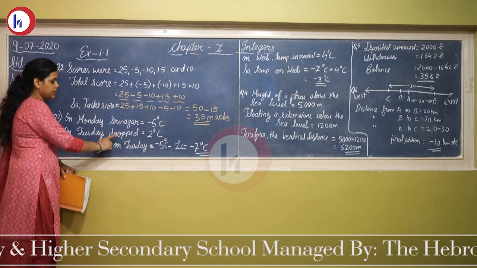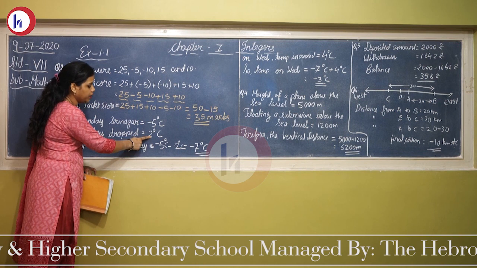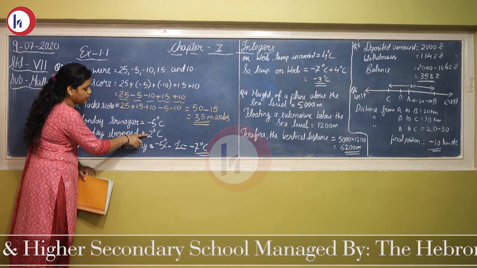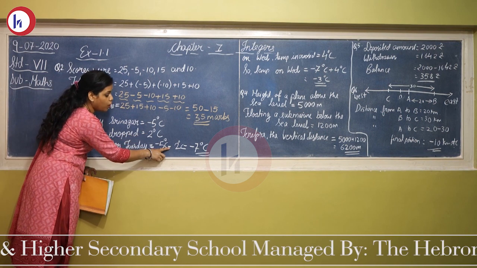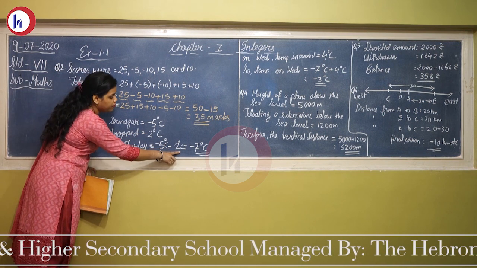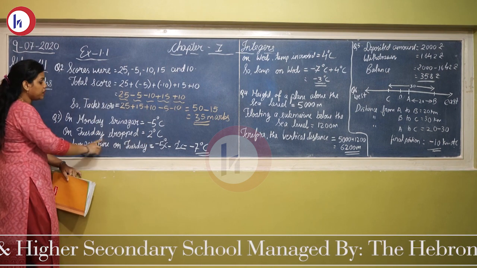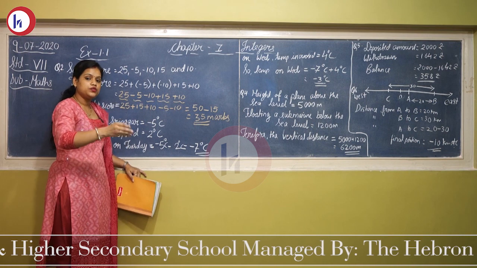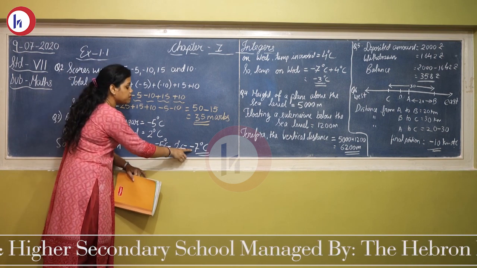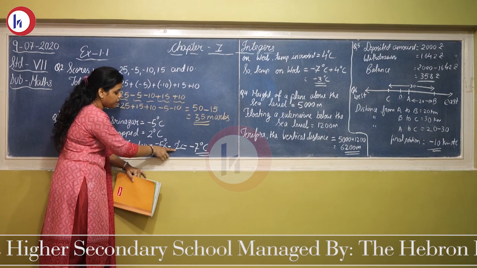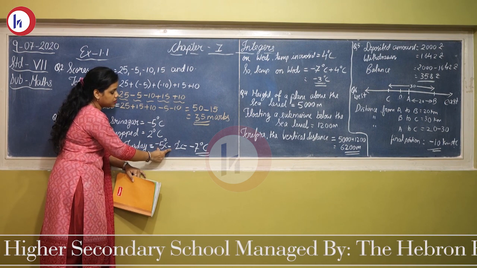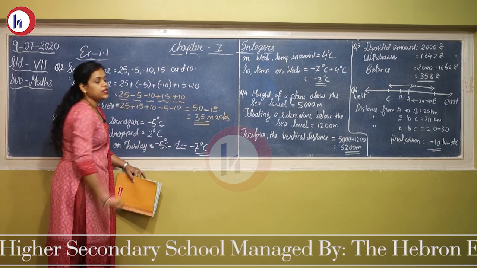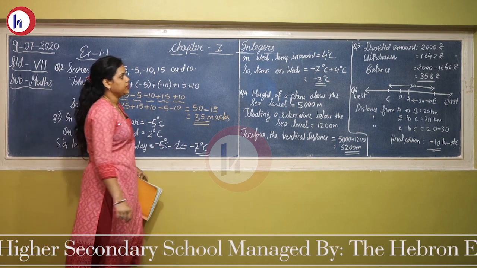So on Tuesday the temperature dropped by 2 degrees. Before it was minus 5 degree, and then dropped by 2 degrees. So for dropping we are using the minus sign with 2 degrees. What is the temperature on Tuesday? On Monday it was minus 5 degree, on Tuesday dropped by 2 degrees, so it becomes minus 7 degree: minus 5, minus 2. Same sign integers, we add the integers with negative sign. So on Tuesday the temperature becomes minus 7 degree.